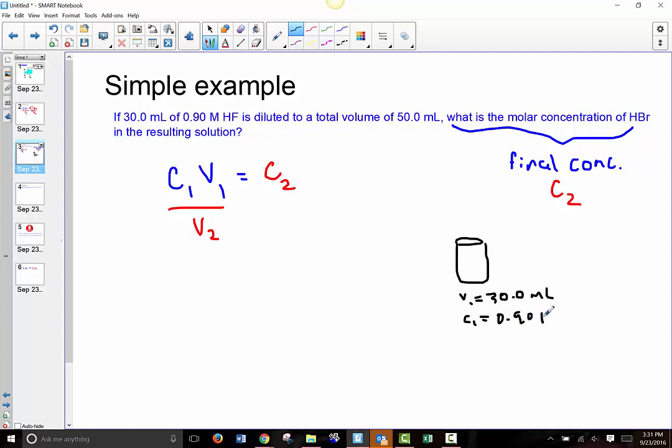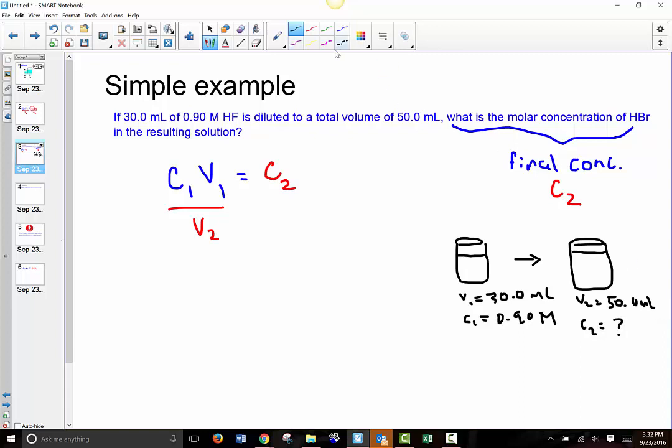Okay, now when I do my dilution, I'm going to have a greater volume. So now my new volume is 50 mL. So there's my V2. Okay, and my concentration in the resulting solution is unknown. That's what I'm solving for. So this is a great way to break down your question and unpack it if you are a visual person. If you don't like to take the time to draw it, it's more time consuming.